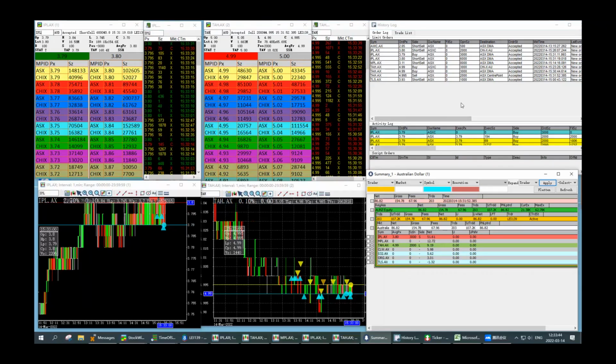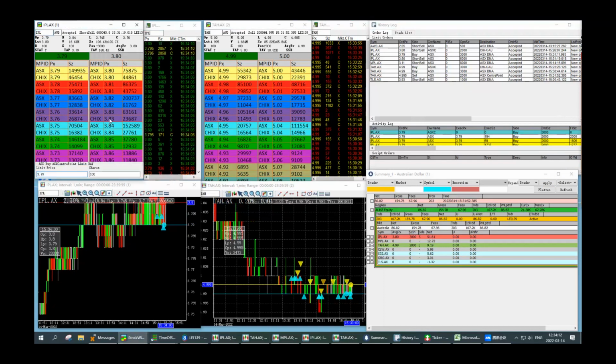At the very beginning, you can see I have one short position on the symbol IPL.AX. I shorted at the price of 3.80, 5,000 shares. And you can see the net profit I made is 69 Australian dollars at this time. And I have already traded around, I guess, 2 hours at this time.